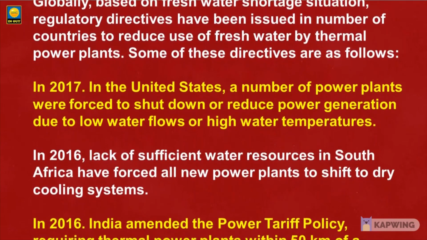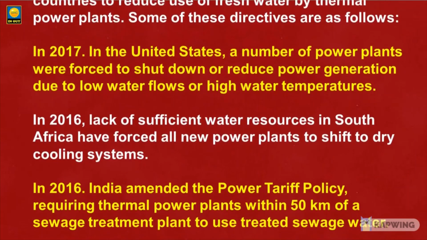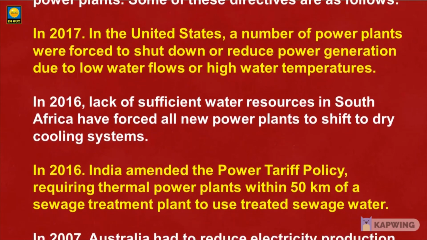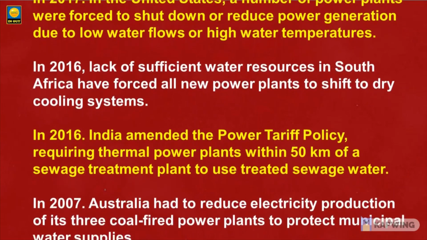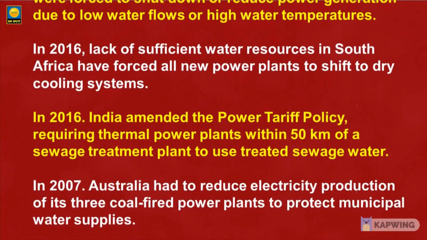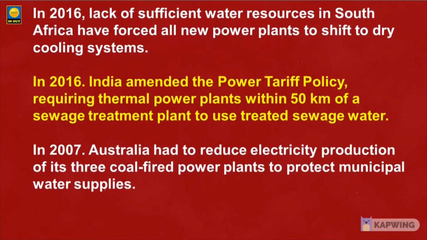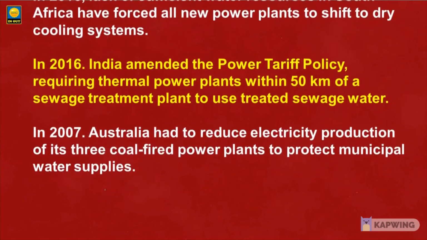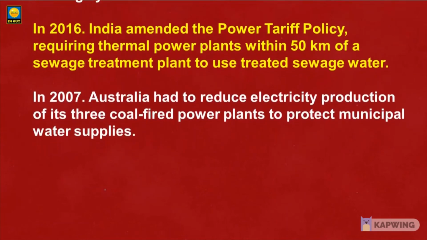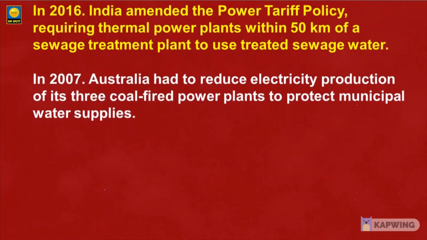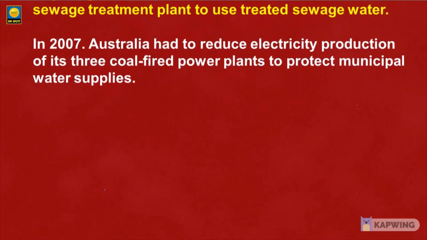In 2016, lack of sufficient water resources in South Africa has forced all new power plants to shift to dry cooling systems. In 2016, India amended the power tariff policy, requiring thermal power plants within 50 kilometers of a sewage treatment plant to use treated sewage water. In 2007, Australia had to reduce electricity production of its 3 coal-fired power plants to protect municipal water supplies.